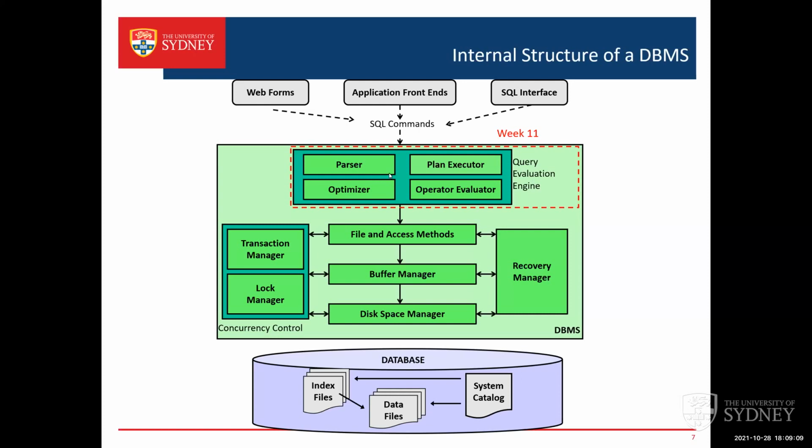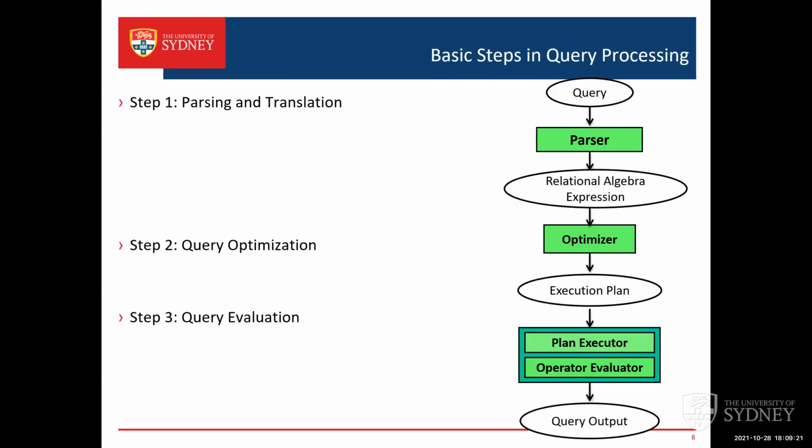So here you can see there are 4 parts: parser, plan executor, optimizer, and operator evaluator. That's what we're going to have a look at. What is the functionality of each of these? The first step of query processing: we write a query and we see the output, right? We write a query and we get the output. So what happens inside? That's what we are going to look at today.